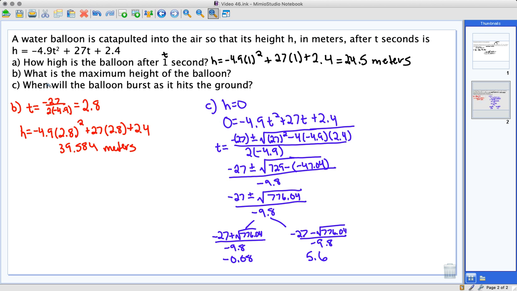It says, when will the balloon burst as it hits the ground? These are both in time. When we talk about time, do we ever talk about negative time? No. So that doesn't give us a correct answer. Our balloon hits the ground after 5.6 seconds.